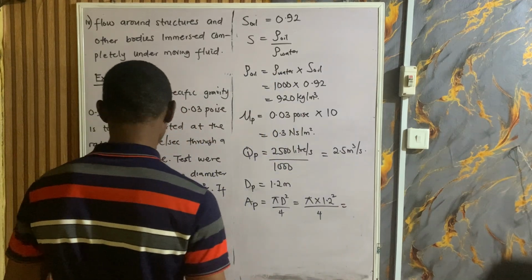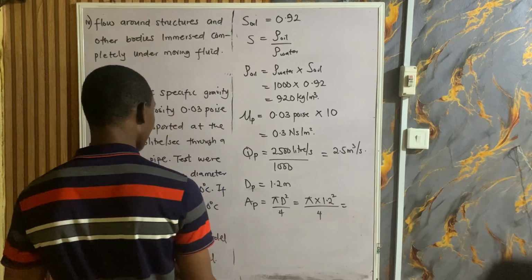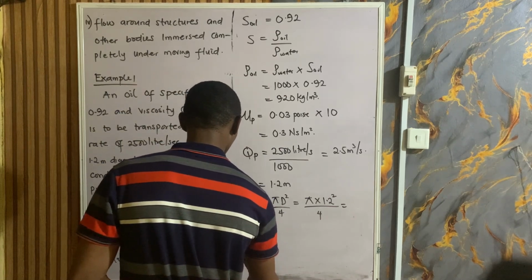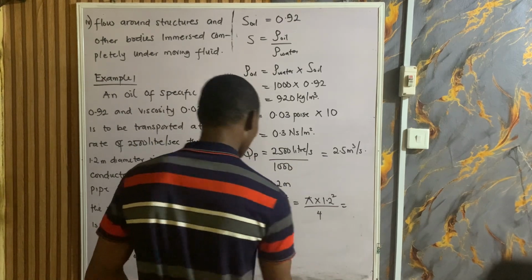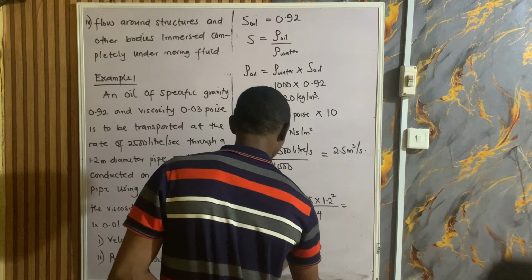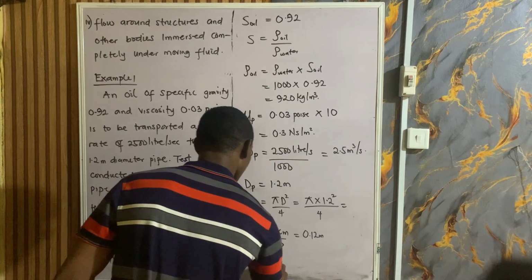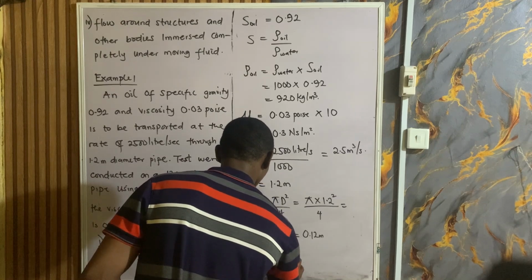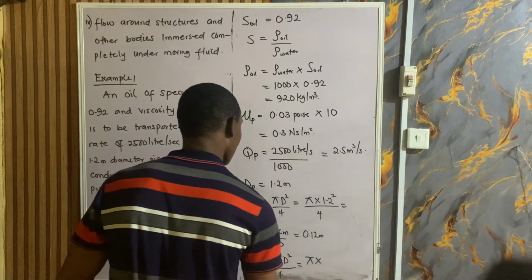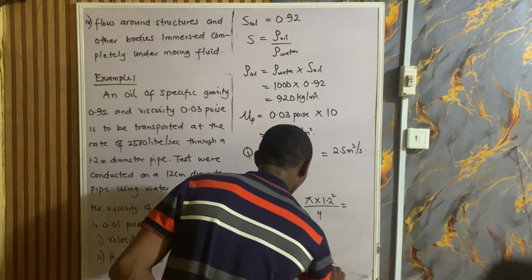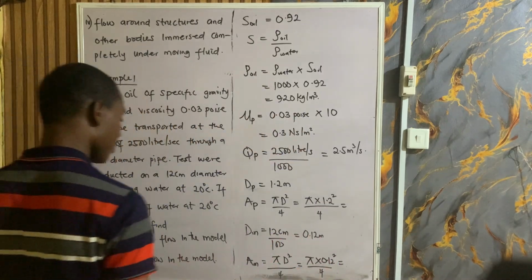Okay, next is the model now. Tests were conducted on a 12 cm diameter model. So the diameter of the model now is given as 12 cm. Convert to meter, that's divided by 100. That will be 0.12 meter. So the area of the model will be given as pi d raised to power 2 over 4. And that will be pi multiplied by 0.12 square over 4. Come back with the answer for that.